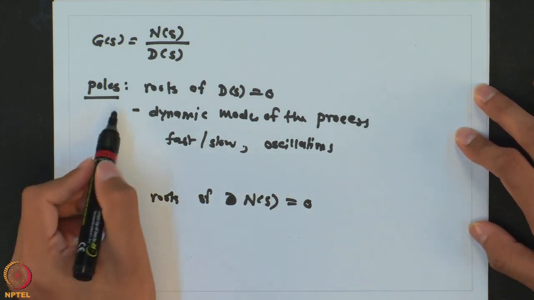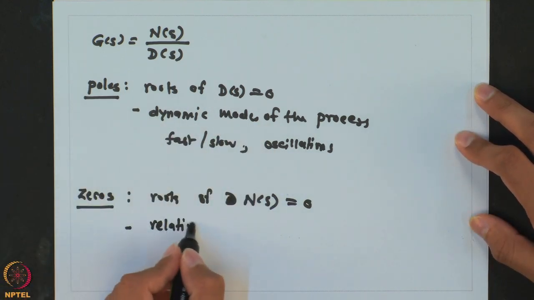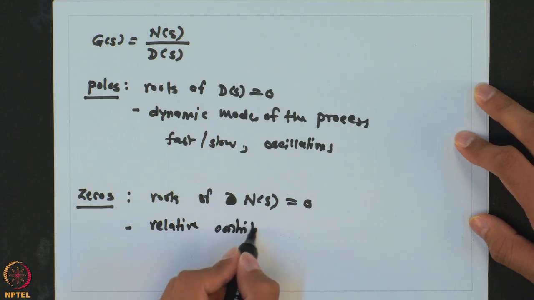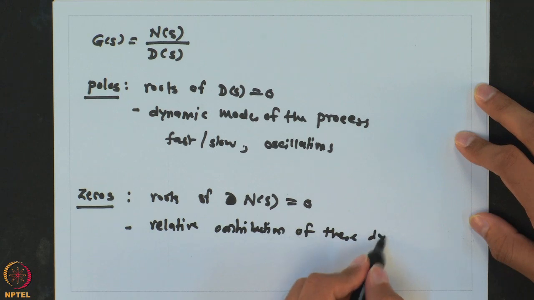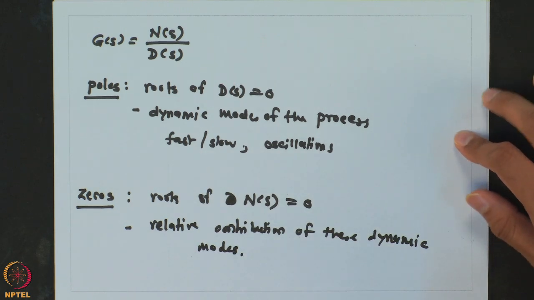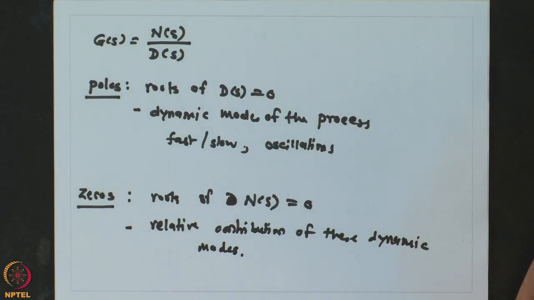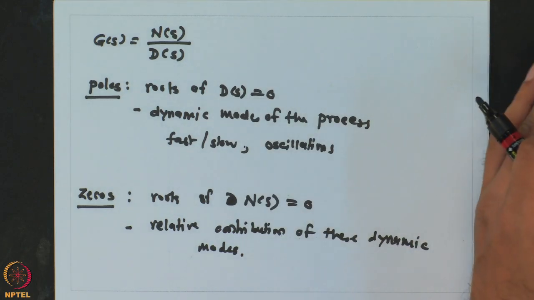Poles give you dynamic modes, and zeros give you the relative contribution of these dynamic modes. Essentially, it will tell you which of these dynamic modes are dominant, whether all the dynamic modes have the same contribution to the output, or some of them have opposing contribution. All that effect will be compressed inside these zeros.